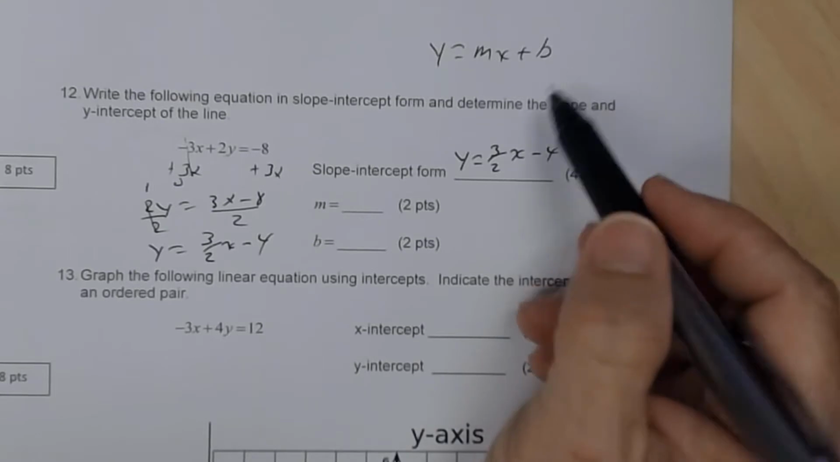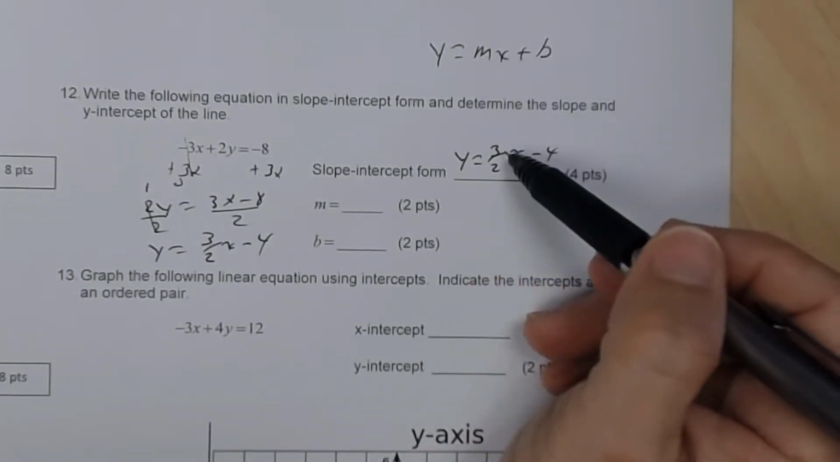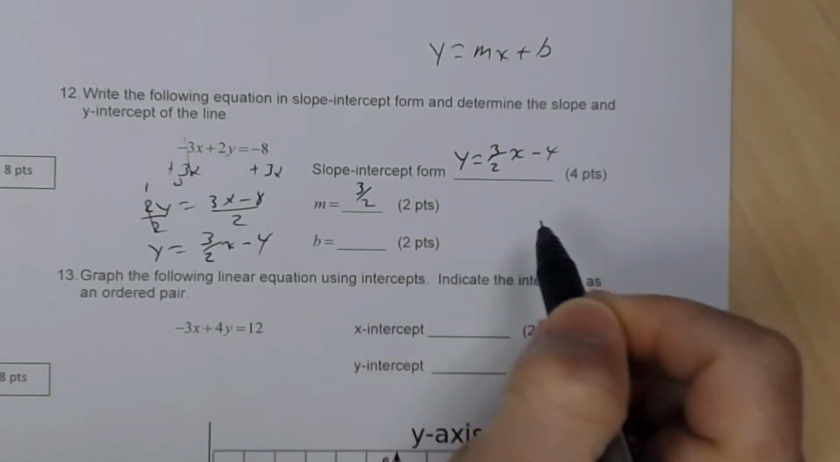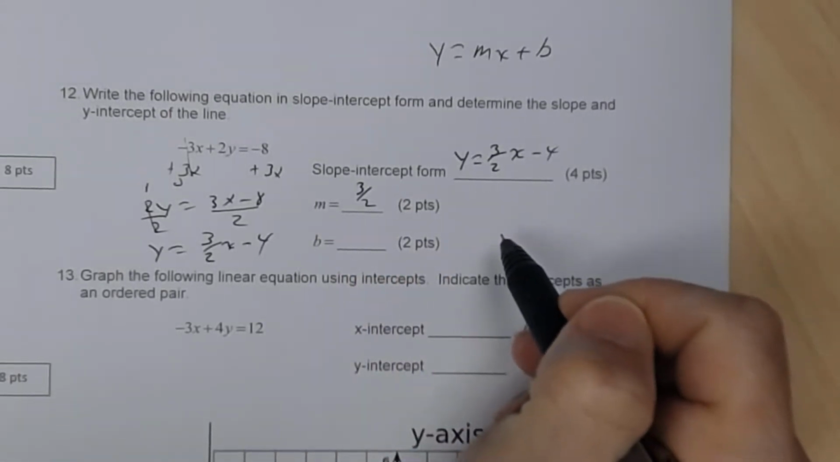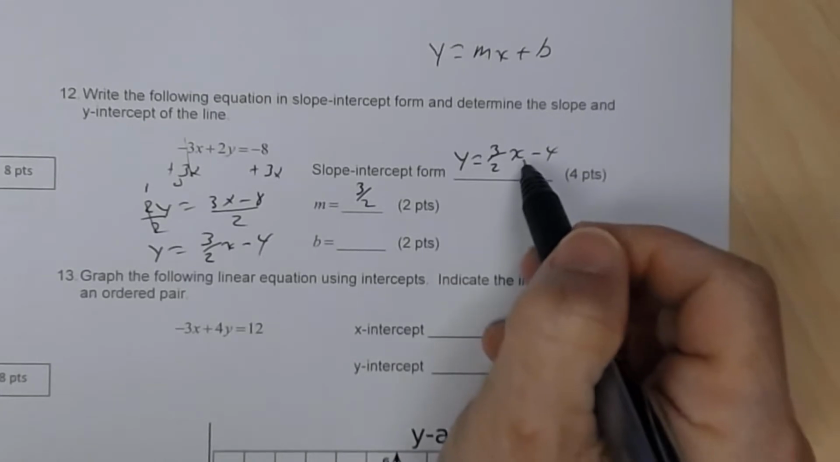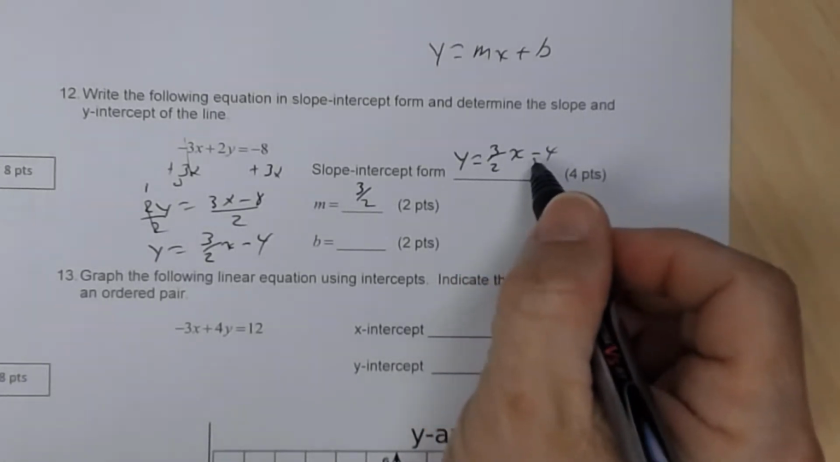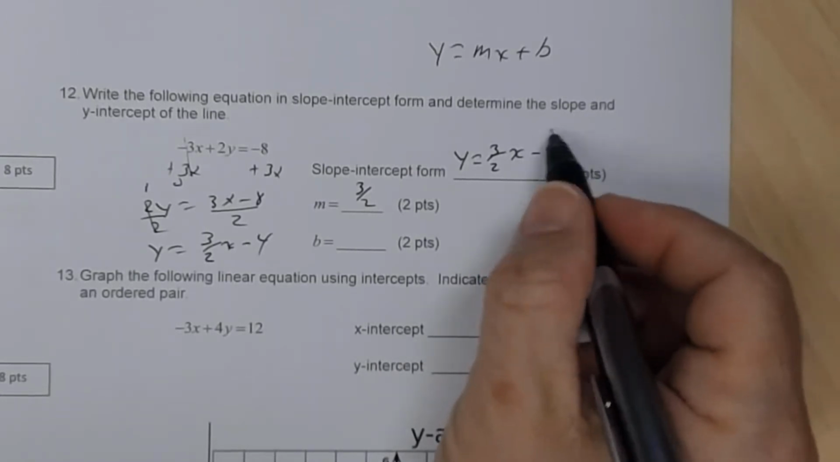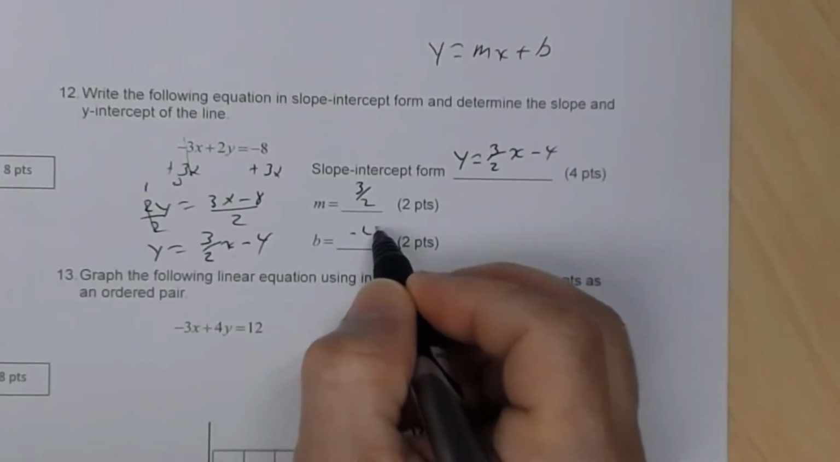Now remember, the coefficient of x is your slope. So the coefficient of x here is 3/2. So my slope is 3/2. Not 3/2 x, 3/2. Remember, it's just that coefficient of x. It's not the term, it's the coefficient of x. And then your constant is your y-intercept, so there's b. So my y-intercept is negative 4.